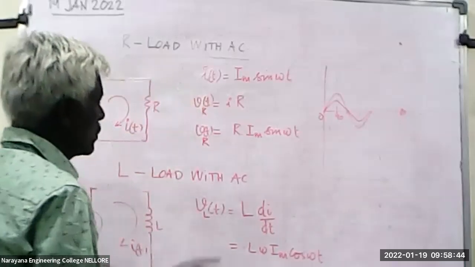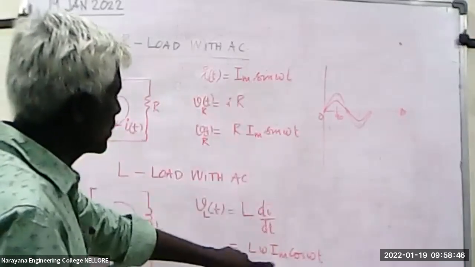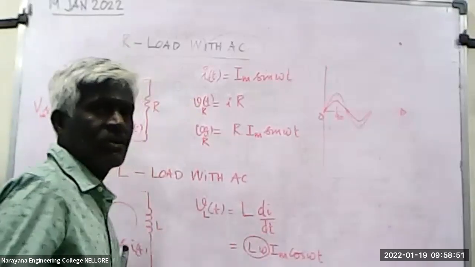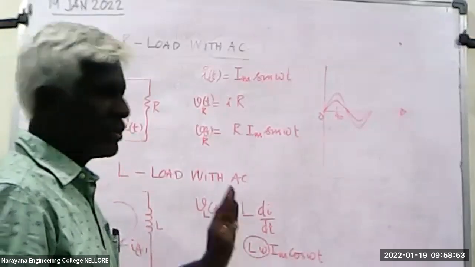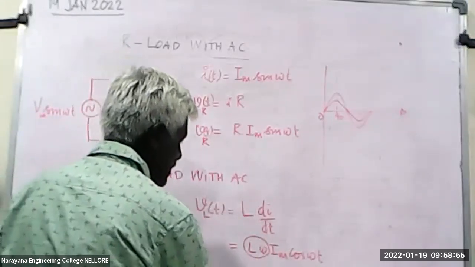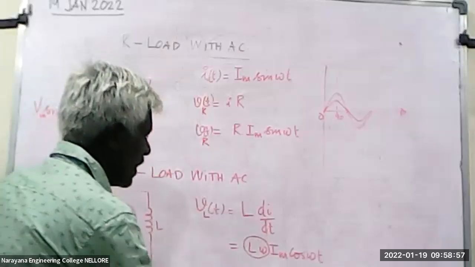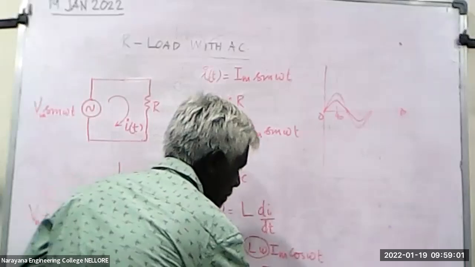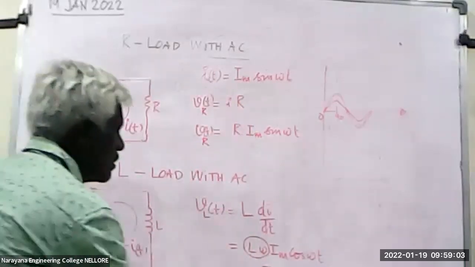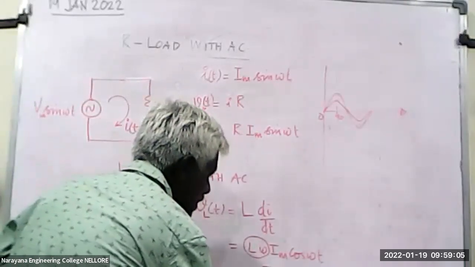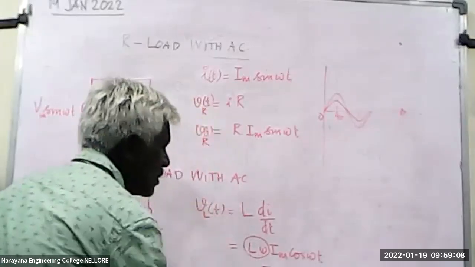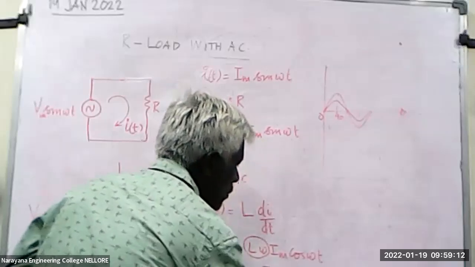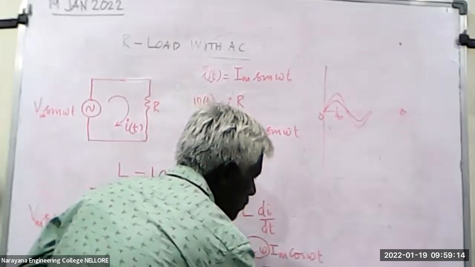Okay. So differentiation of this one. I just differentiated this one. So what is L omega? It is the reactive, that is inductive reactance. We can write it as XL, and then Im cos omega t. And then this can be rewritten as XL Im sin omega t.